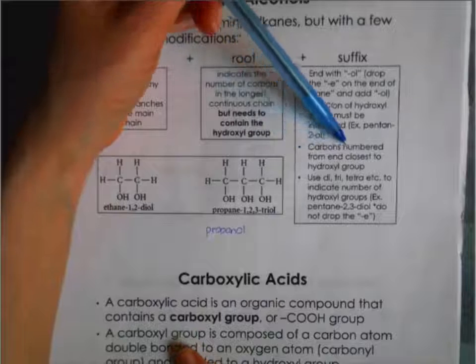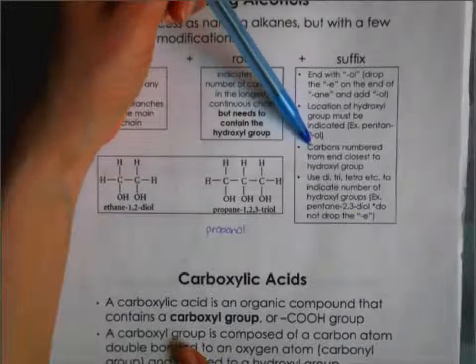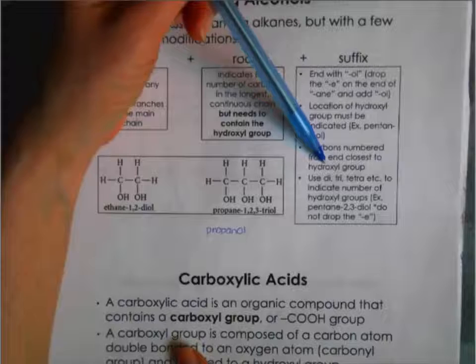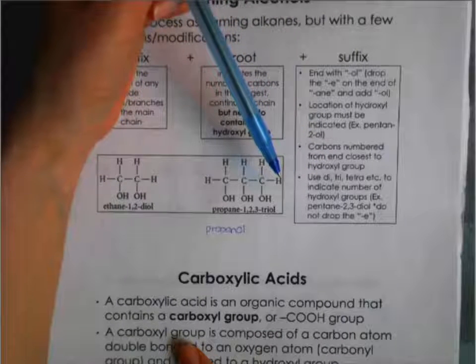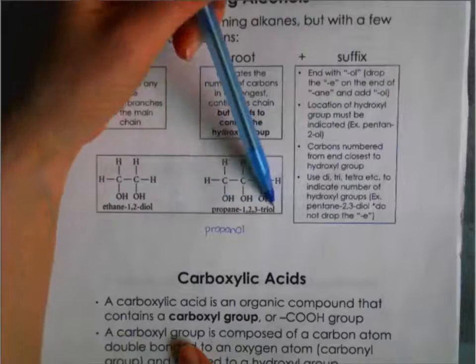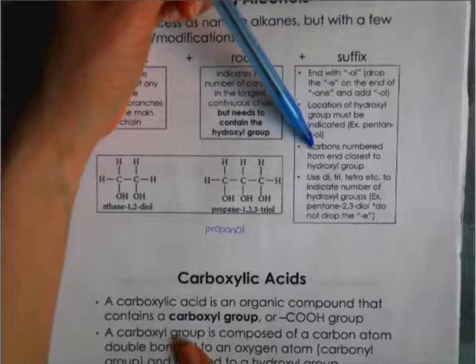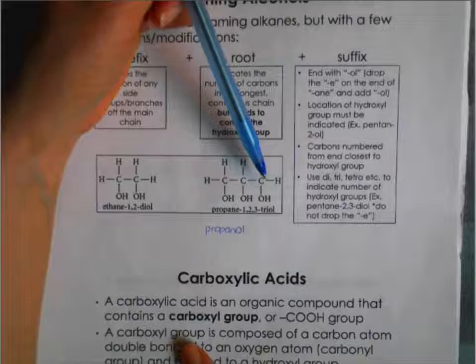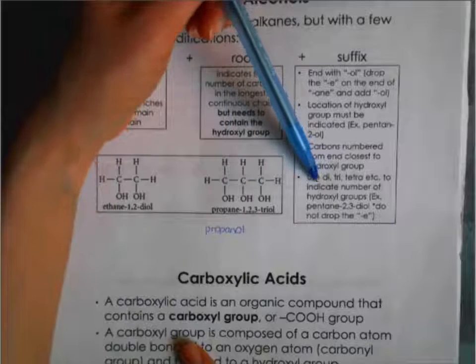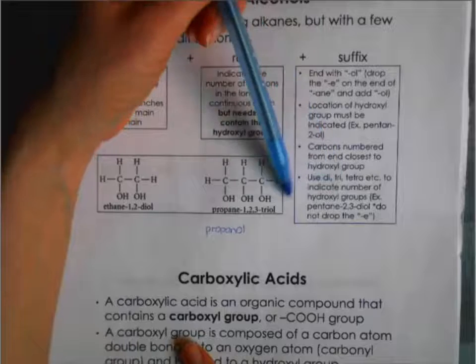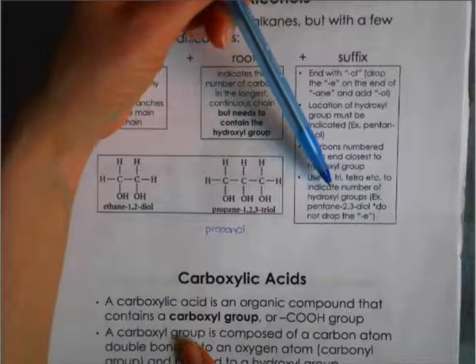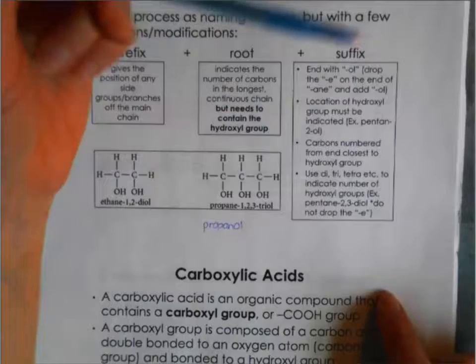And then you also have to make sure that you're numbering your carbons from the end that's closest to the hydroxyl group. I'm pretty sure for you guys, you don't need to do it with more than one functional group, so maybe I won't worry too much about that. But I can quickly explain it to you. If you have more than one hydroxyl group, then you basically have to use multiple numbers to indicate where those hydroxyl groups would be.